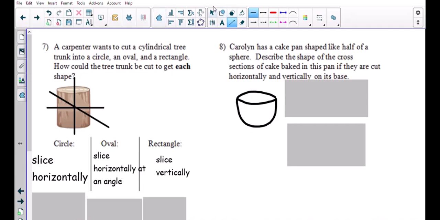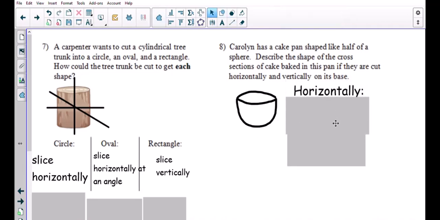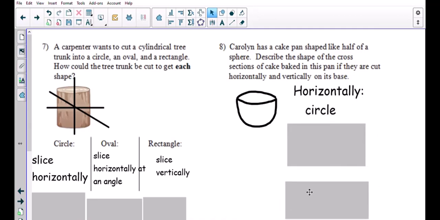So if we slice this thing horizontally, so slice it across here, what do you think the cross sections are going to look like? If you said circle, you're right. Generally, when we slice horizontally, it's going to look like its base. So if we're slicing parallel to the base, then your cross section is going to look like the base. Depending on where we slice this, it could be a bigger circle or it could be a smaller circle.